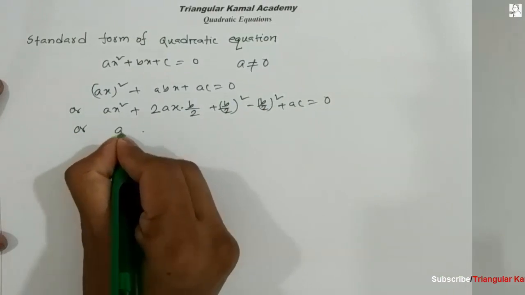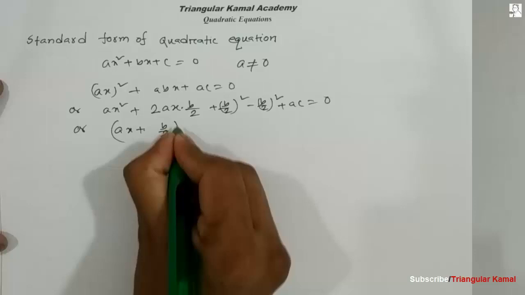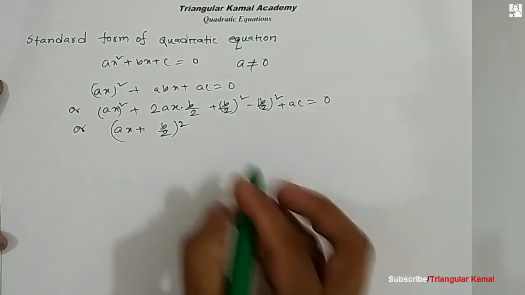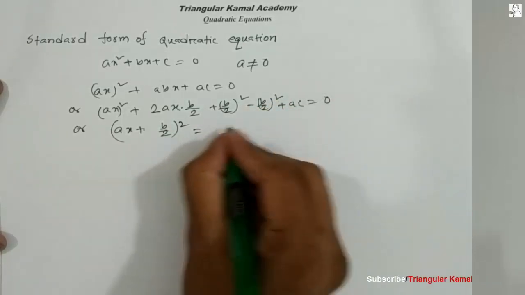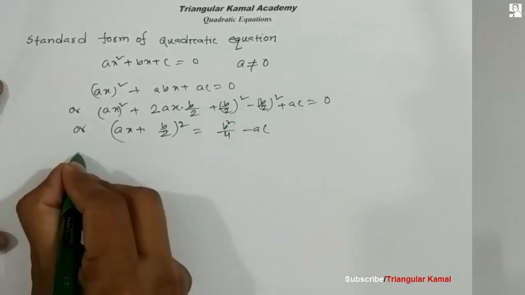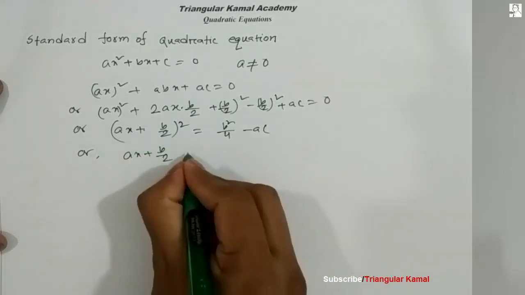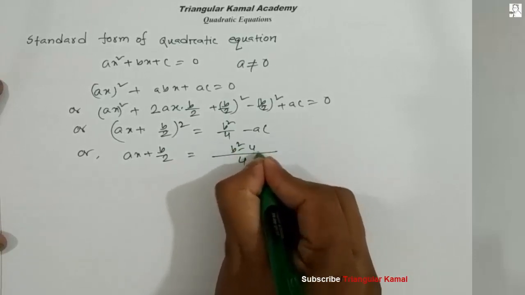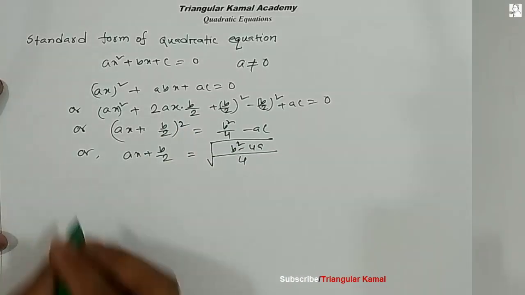Now (ax plus b by 2) whole square, from ax whole square to b by 2 whole square, and shifting b by 2 whole square from the left side to the right side, we will get b square by 4 minus ac. Now doing the calculation here, ax plus b by 2 whole square equals b square minus 4ac by 4, and the square will become a square root on the right side.